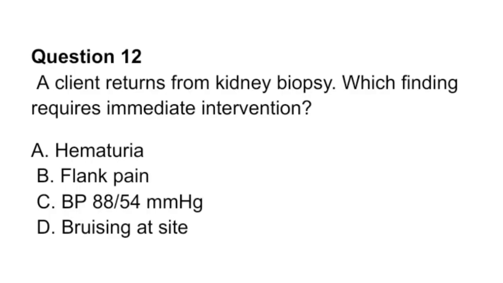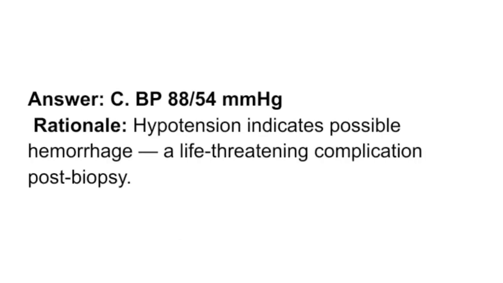Question 12. A client returns from kidney biopsy. Which finding requires immediate intervention? A. Hematuria. B. Flank pain. C. BP 88/54 millimeters of mercury. D. Bruising at site. Answer: C. BP 88/54 millimeters of mercury. Rationale: hypotension indicates possible hemorrhage, a life-threatening complication post-biopsy.